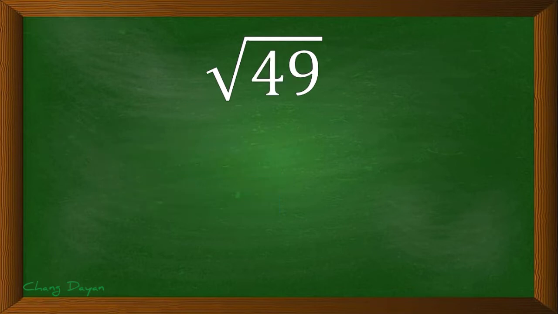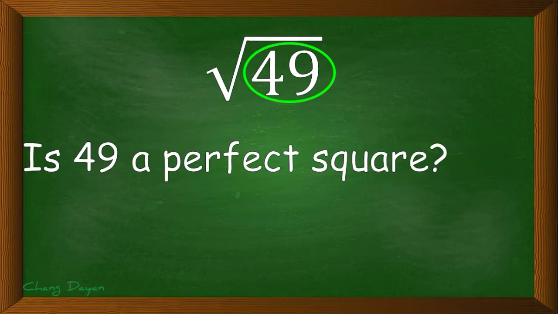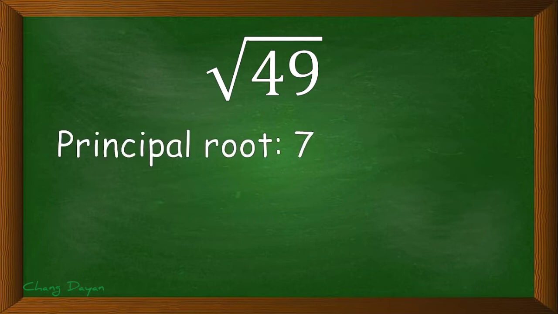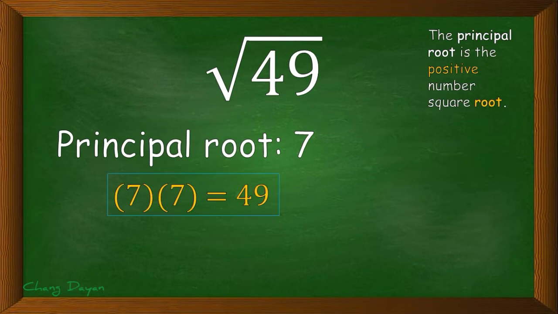Next, square root of 49. Ang 49 ba ay perfect square? The answer is yes. Ano yung naiisip nyong number na kapag minultiply sa sarili, ang sagot ay 49? The answer is 7. So 7 times 7 is 49.